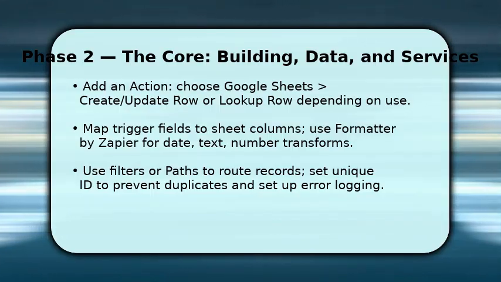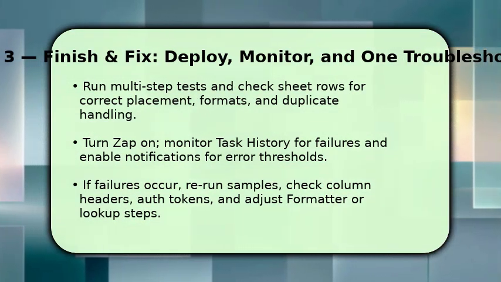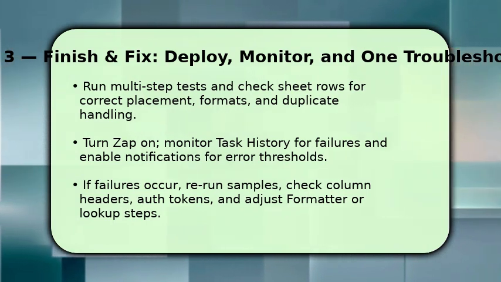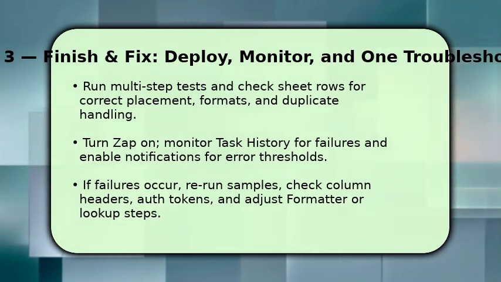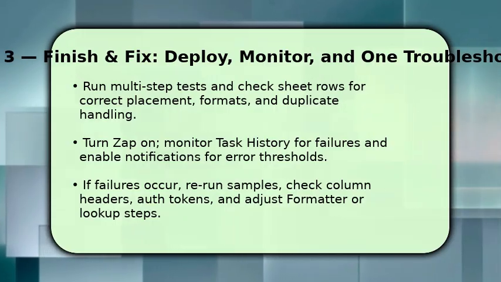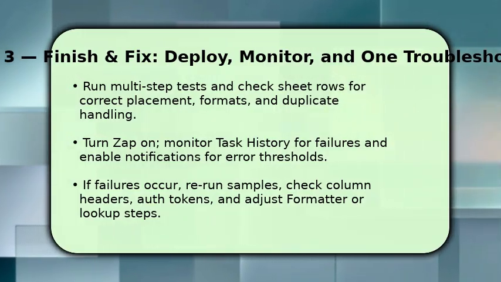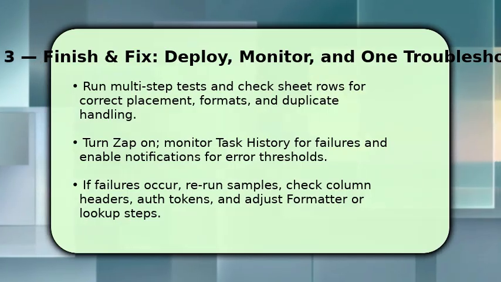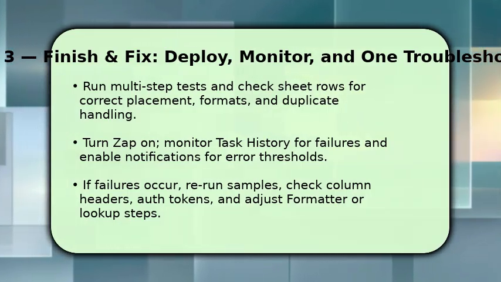Now test the full Zap end-to-end. Run sample data through every step and inspect the Google Sheet for correct rows, formats, and no duplicates. Once satisfied, turn the Zap on and monitor task history for the first 24-48 hours. Enable alerts when errors exceed a threshold.